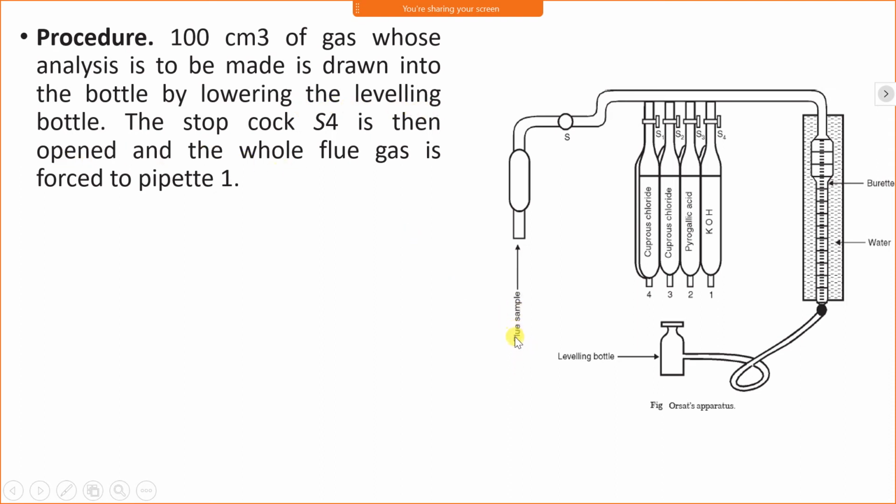This is where the exhaust gas enters from this direction, and this bottle is lowered. When this bottle is lowered, the particular measured quantity of flue gas enters the leveling bottle. In this case, we allow only 100 cubic centimeters of gas. The top cock S4 is then opened and the whole gas is forced to pipette 1. We open the cock S4 and allow that gas into the first pipette.